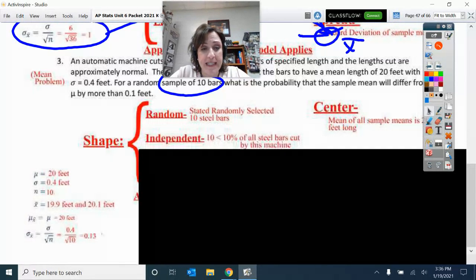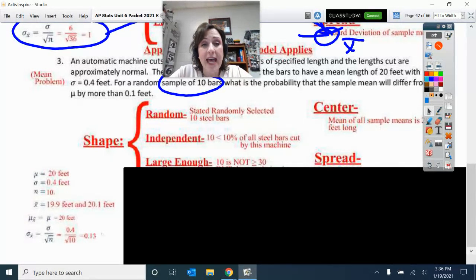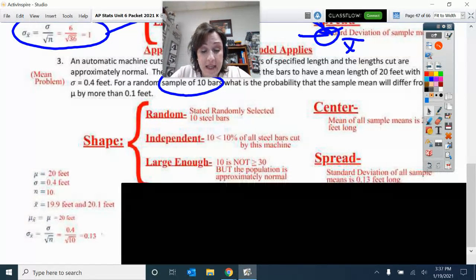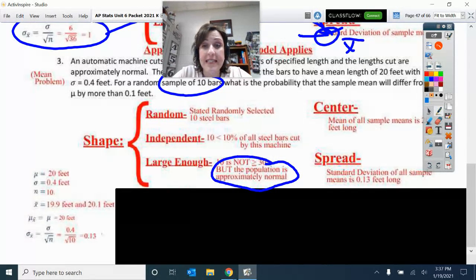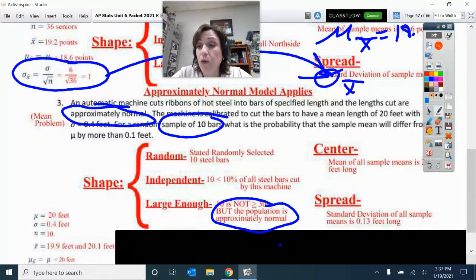Then we had independent. 10 is less than 10% of all such steel bars cut by this machine. Large enough is tricky. 10 is not greater than or equal to 30, okay? But remember that if the sample size is not large enough, there's still hope, if it was stated that the population is approximately normal. And it did. It said up here that the distribution of the cuts is approximately normal. Then we're covered.